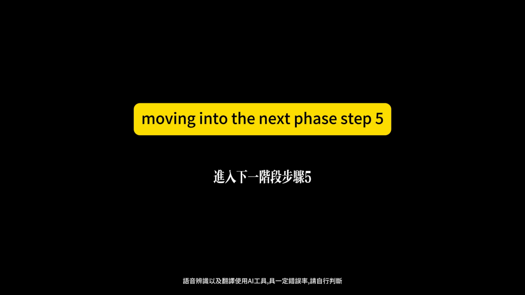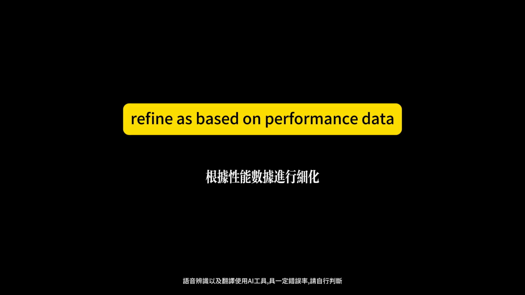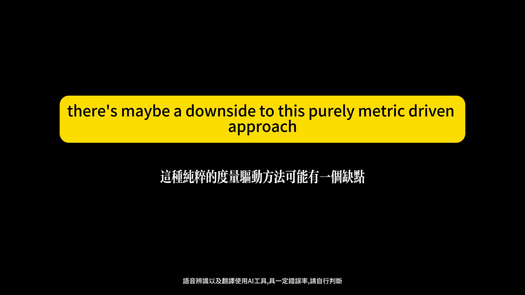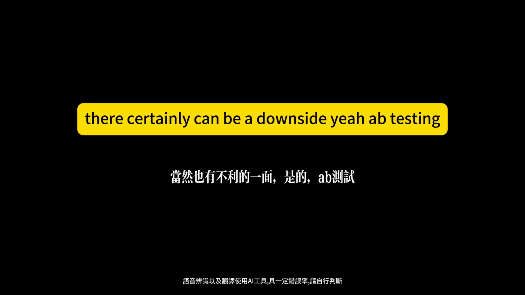Okay, moving into the next phase, step 5, test and improve. AI can help run A/B tests to gather feedback and refine ads based on performance data, but there's maybe a downside to this purely metric-driven approach. It's not always about optimization at all costs, is it? There certainly can be a downside, yeah.